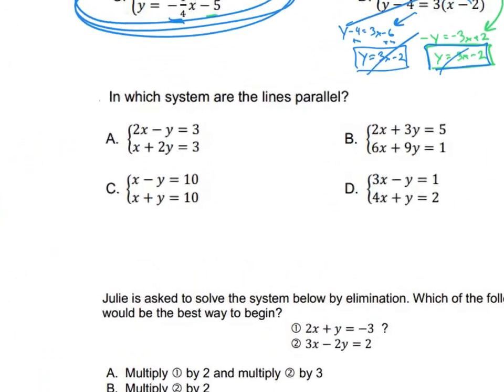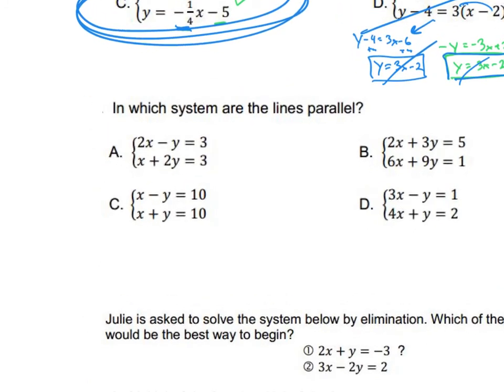Which system of lines are parallel? That means we need the same slope, but not the same y-intercept. Right, so let's go for that one. We've got negative y is equal to negative 2x plus 3. So then we get y is equal to 2x minus 3. Okay, 2x minus 3. This one here, let's start off by subtracting x from both sides. 2y is equal to negative x plus 3, divided by 2. y is equal to negative 1/2 x plus 3/2. Slopes are not the same there, therefore can't be parallel.